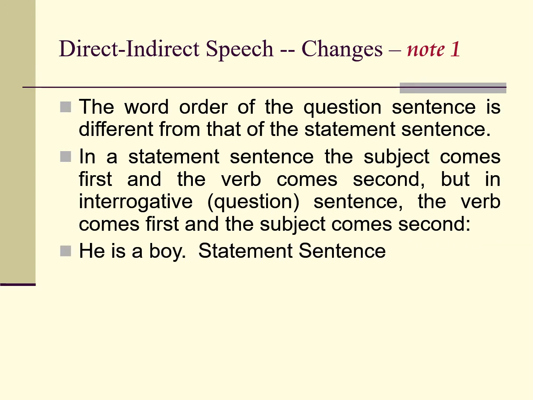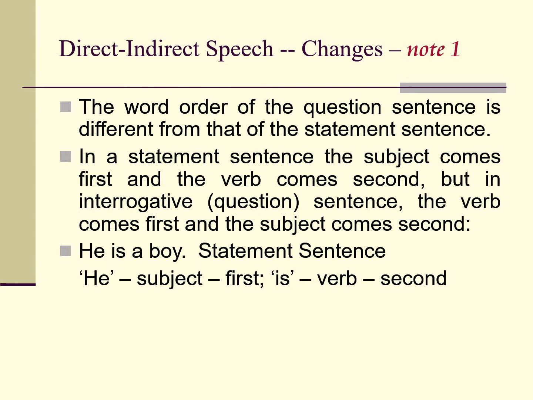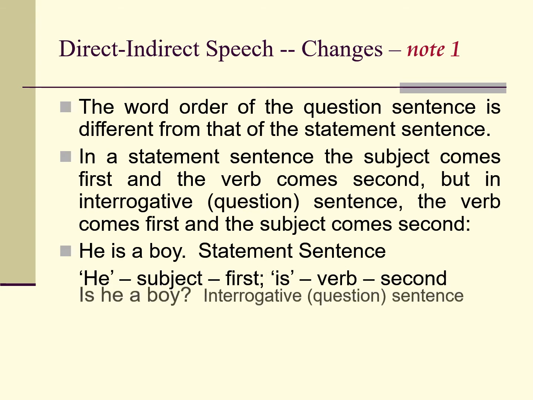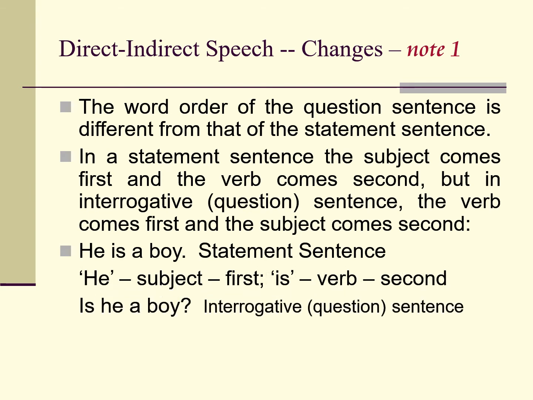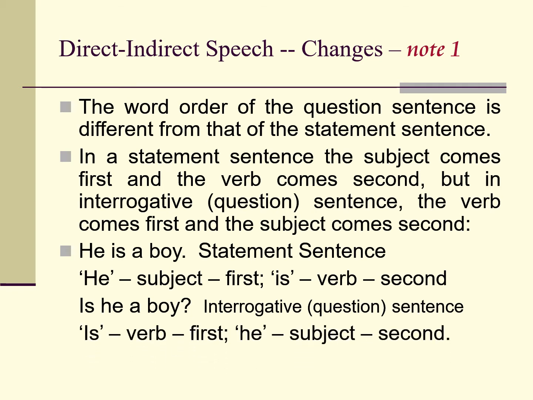Here is an example of a statement sentence. He is a boy. Notice, he, the subject, is first, and the verb comes after. Now, in an interrogative sentence, we see that the verb comes first. Is he a boy?